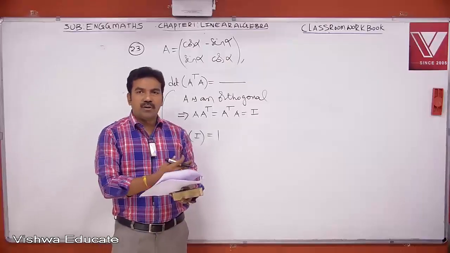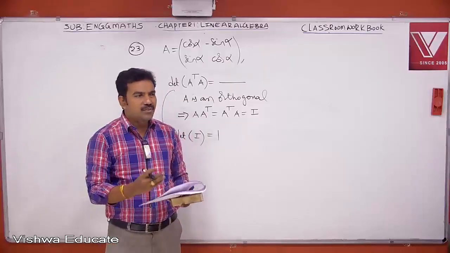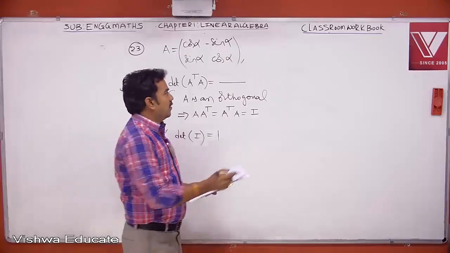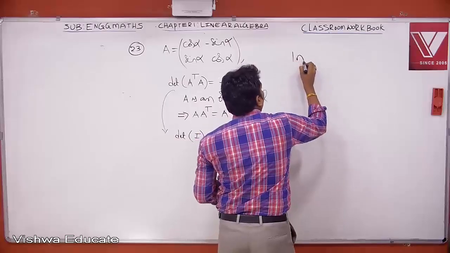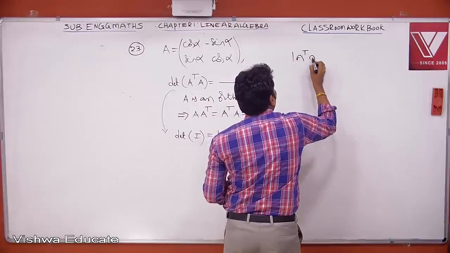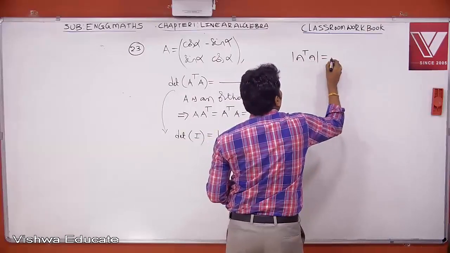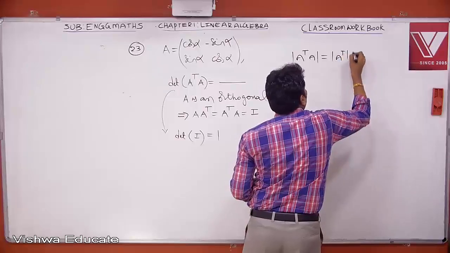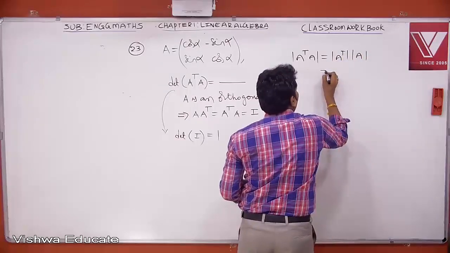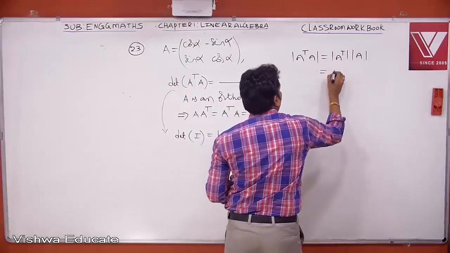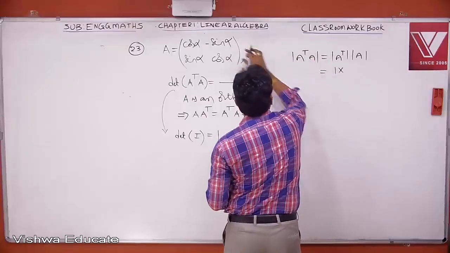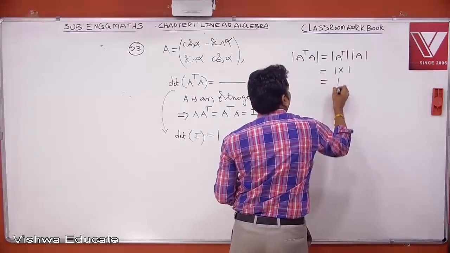In this question, if you don't get that this is an orthogonal matrix, you can do it manually. They ask you det of A transpose into A, so it is in the form det of AB. This is det of A transpose times det A. So transpose this, its det becomes 1. Its det value is again 1. So its answer is 1.